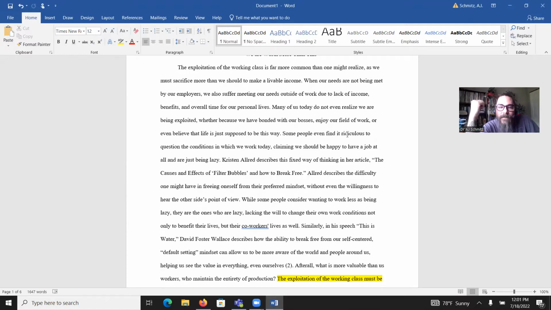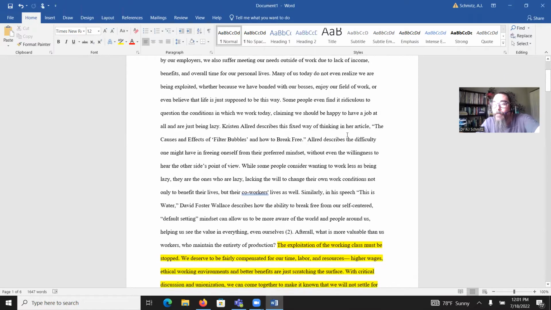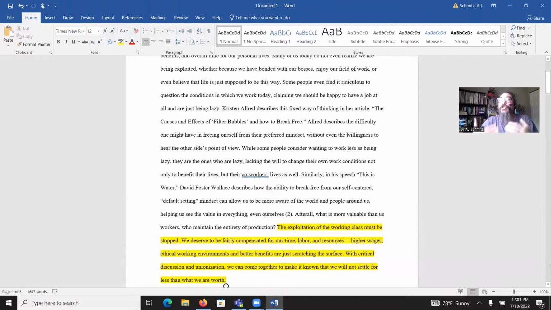Allred describes the difficulty one might have in freeing oneself from their preferred mindset without even the willingness to hear the other side's point of view. While some people consider wanting to work less as being lazy, they are the ones who are lazy, lacking the will to change their own work conditions, not only to benefit their lives, but the lives of their coworkers as well. So again, this whole paragraph is situating the argument.